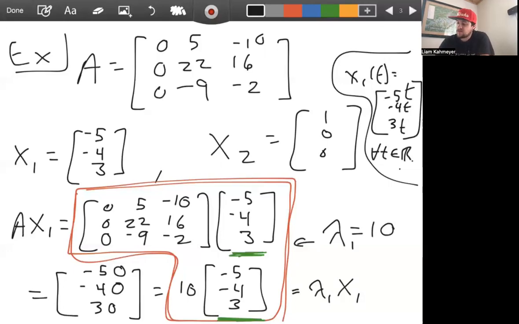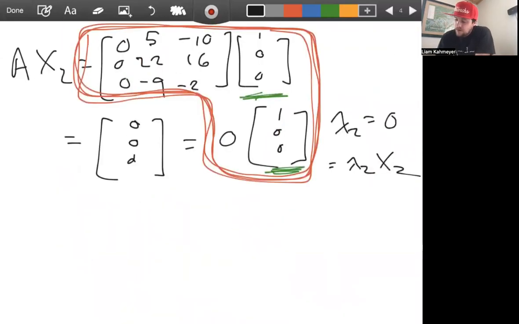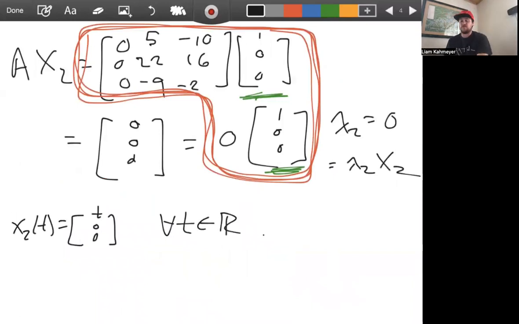If you scale a vector on the left-hand side of the equation, you have to do that on the right-hand side of the equation for it to remain an equality, so certainly the equality would still hold. Similarly here, we would have x2 of t equals t, 0, 0. This is an eigenvector for all t in R as well. So if the eigenvalue is 0, we still have an infinite number of eigenvectors.